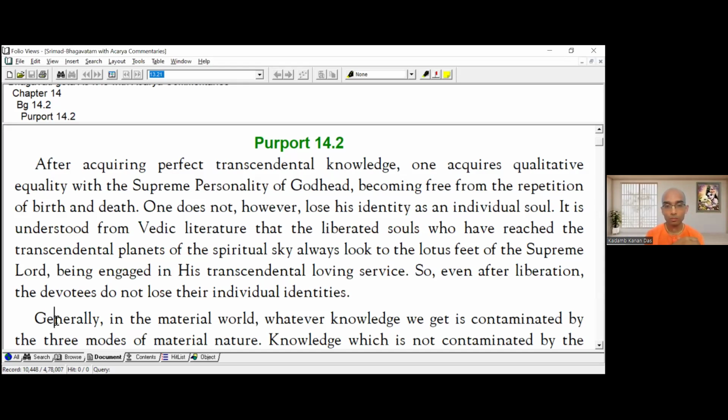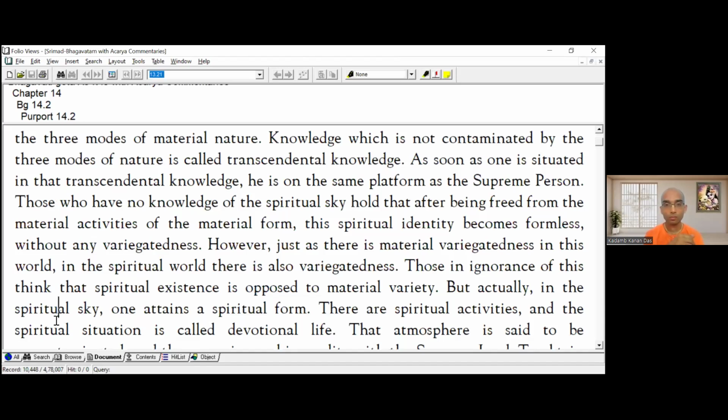Generally, in the material world, whatever knowledge we get is contaminated by the three modes of material nature. Knowledge which is not contaminated by the three modes of material nature is called transcendental knowledge. As soon as one is situated in that transcendental knowledge, he is on the same platform as the Supreme Person. Those who have no knowledge of the spiritual sky hold that after being freed from the material activities of the material form, this spiritual identity becomes formless without any variegatedness.